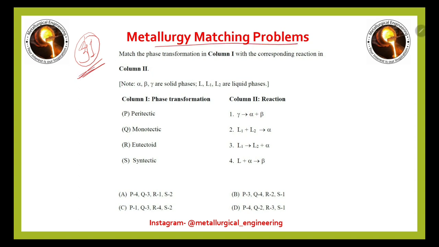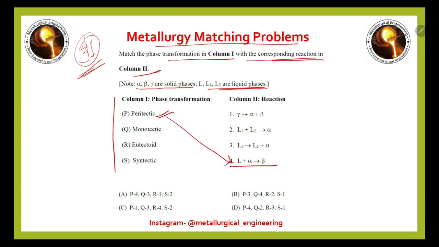So this is the 31st matching problem. Match the phase transformation in column first with the corresponding reactions in column second. These alpha, beta, gamma are for solid phases and L, L1, L2 are the liquid phases. So this peritectic reaction, L plus alpha gives beta, that is P4, and monotectic, that is L1 gives L2 plus alpha. Eutectoid is for gamma gives alpha plus beta, and syntectic, that is L1 plus L2 gives alpha. So the right answer is A part, P4 Q3 R1 S2.